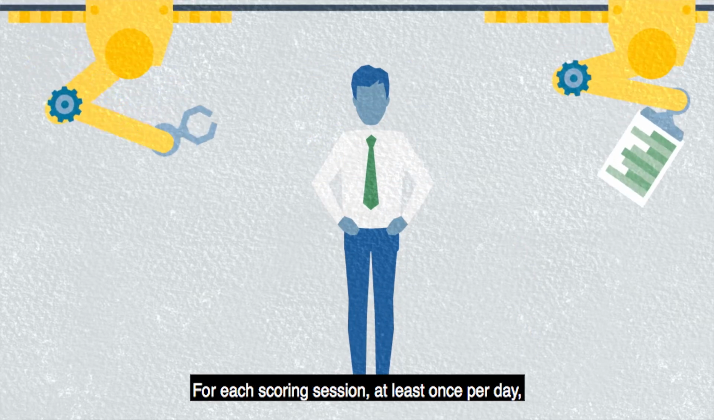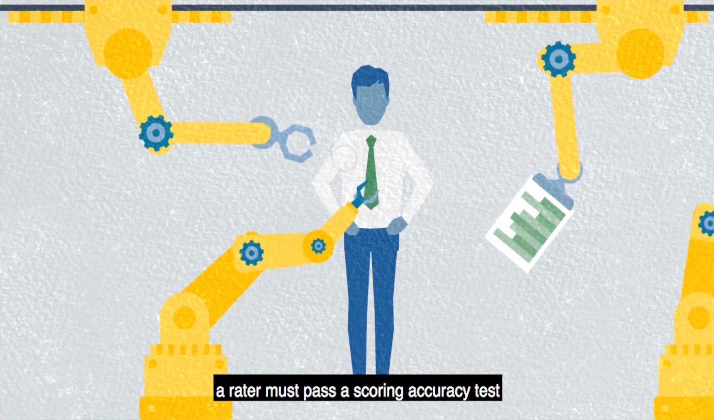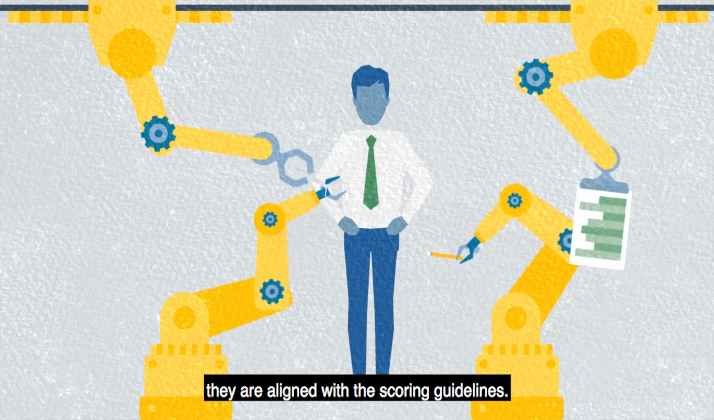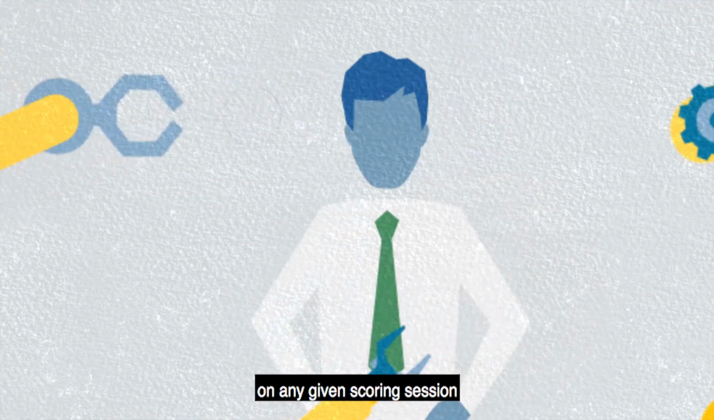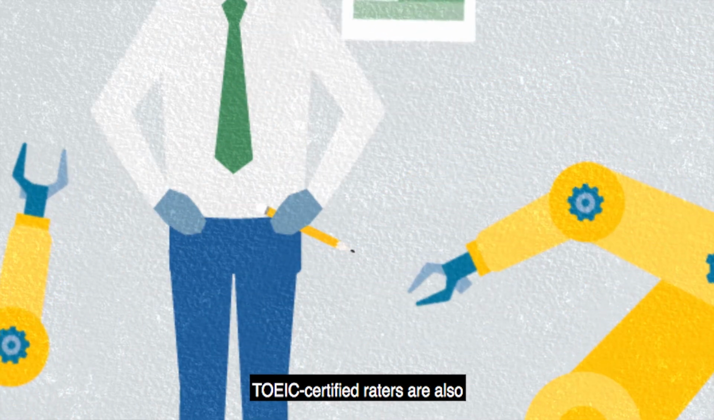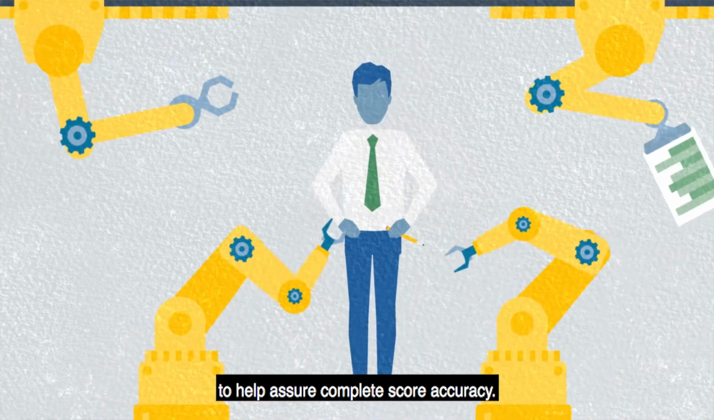For each scoring session, at least once per day, a rater must pass a scoring accuracy test, referred to as calibration, to ensure they are aligned with the scoring guidelines. Raters who do not pass calibration on any given scoring session are not allowed to score. TOEIC certified raters are also regularly monitored by scoring leaders to help assure complete score accuracy.